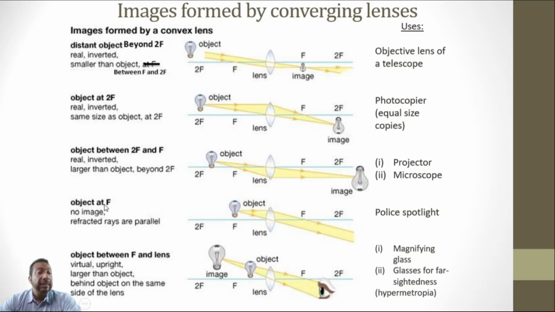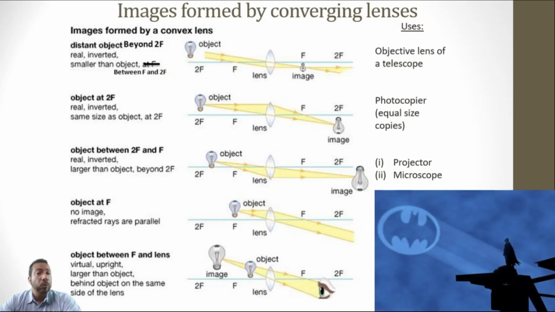When the object is at f, we say no image is produced, but the refracted rays are parallel. Even though no image is produced, we still have a use for it. It is in a police spotlight. You may have seen one in probably the Batman movies, the bat light that they project on the clouds, right? It's a parallel beam of light. That's a police spotlight. It uses the object right at f.